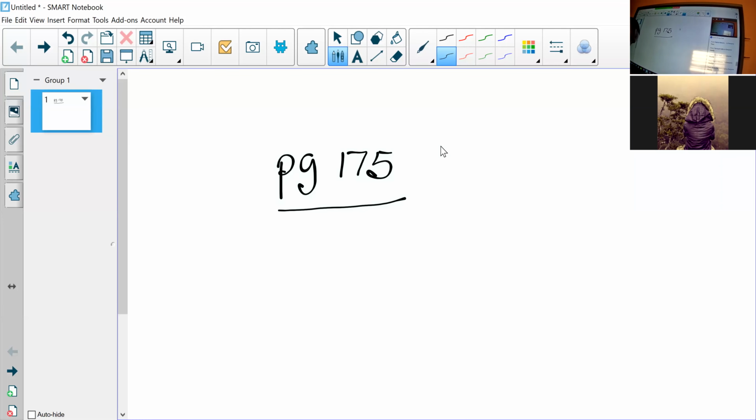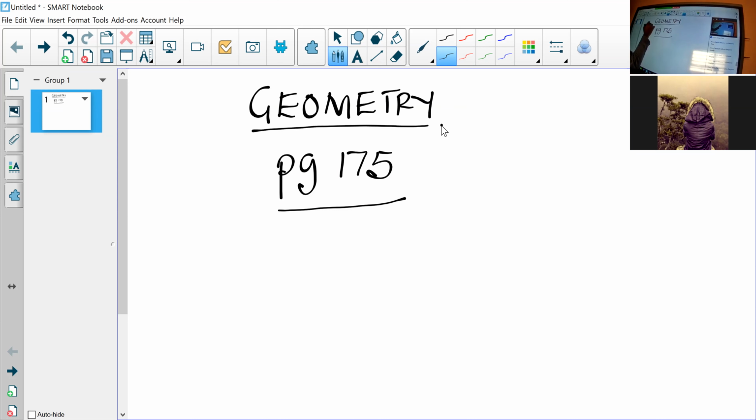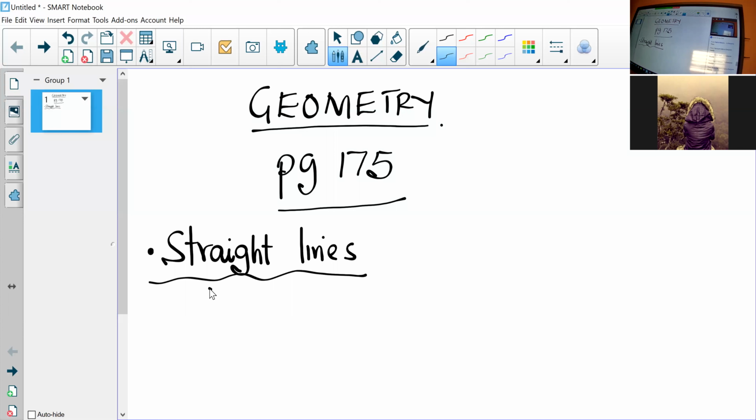All right, it is a revision. So, geometry of straight lines. Geometry of straight lines. All right, so we're looking at straight lines. And I'm sure we have an idea of what our straight lines are right from grade 8. We won't waste time, guys. We know what a straight line is.